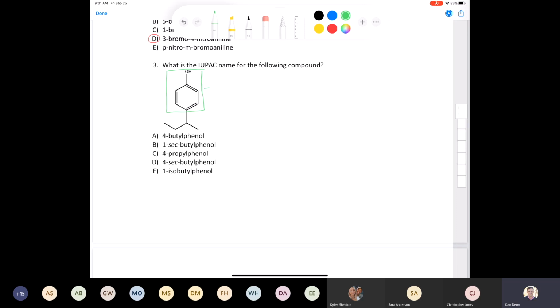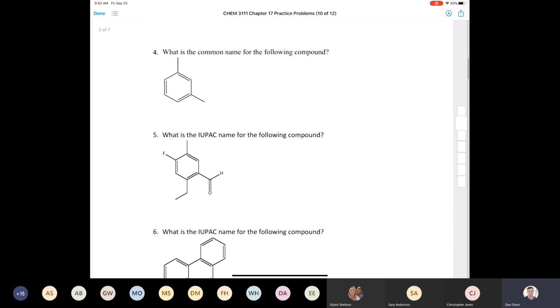Sure. Here we have a phenol again. You guys remember this group right here, this alkyl group? This is a sec-butyl group. Okay, you got to know the sec-butyl group. You guys remember this one? If you have this, it would be an isobutyl. Sometimes students forget isobutyl and sec-butyl. So this is 4. If we number here, 1, 2, 3, 4. This is 4-sec-butylphenol, which is D. Good. All right, we're cooking on these.